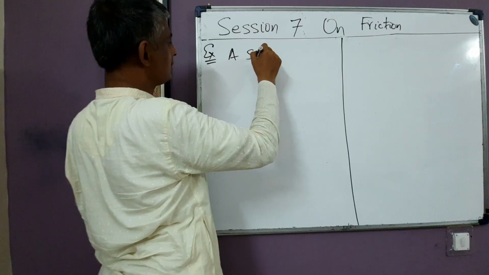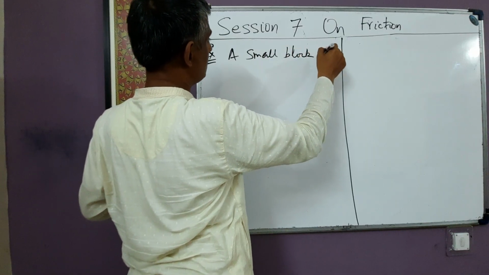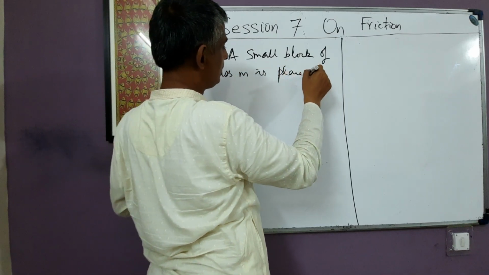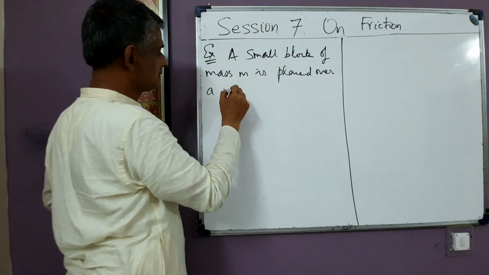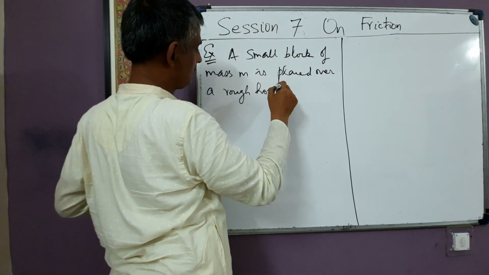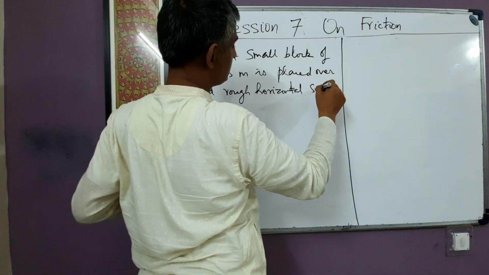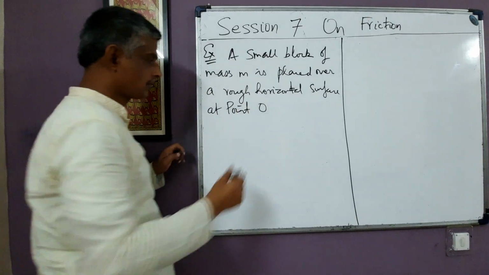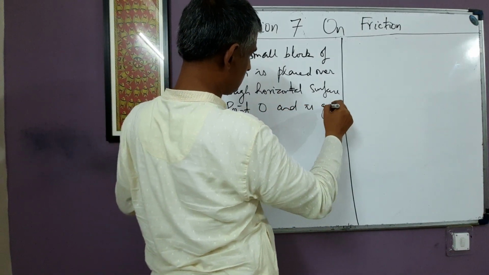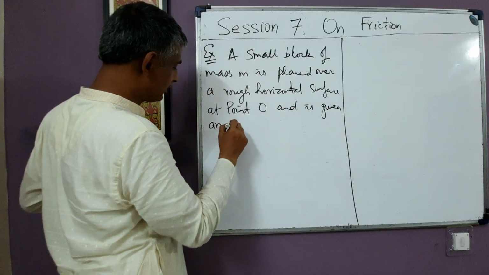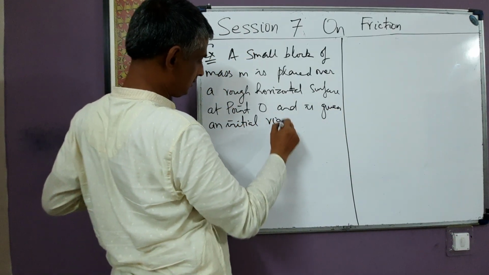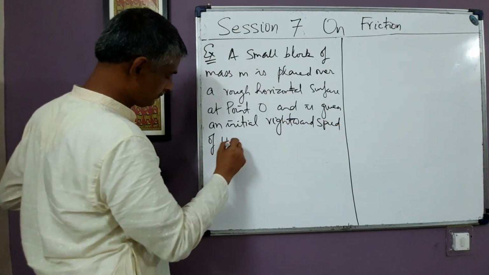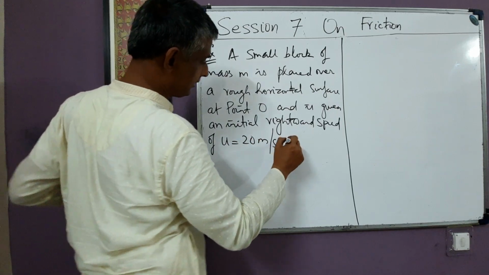A small block of mass m is placed over a rough horizontal surface at point O and is given an initial rightward speed of 20 meter per second with respect to ground.